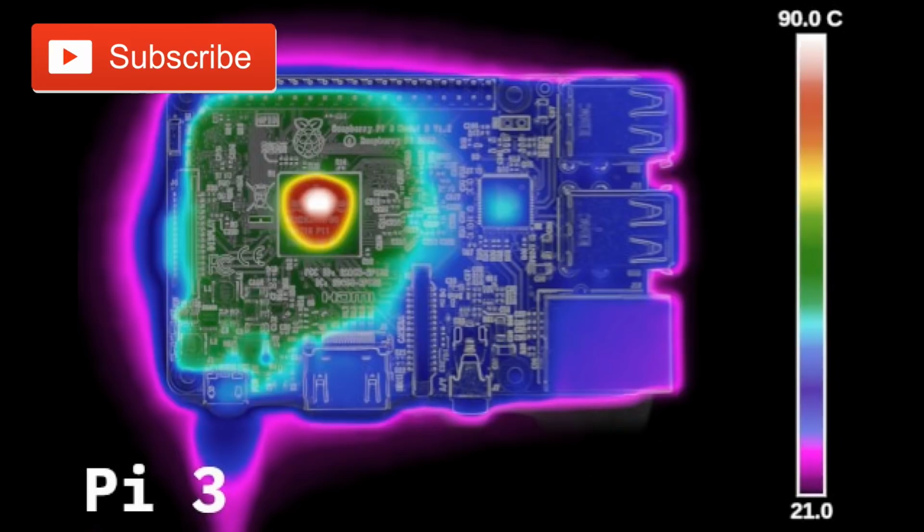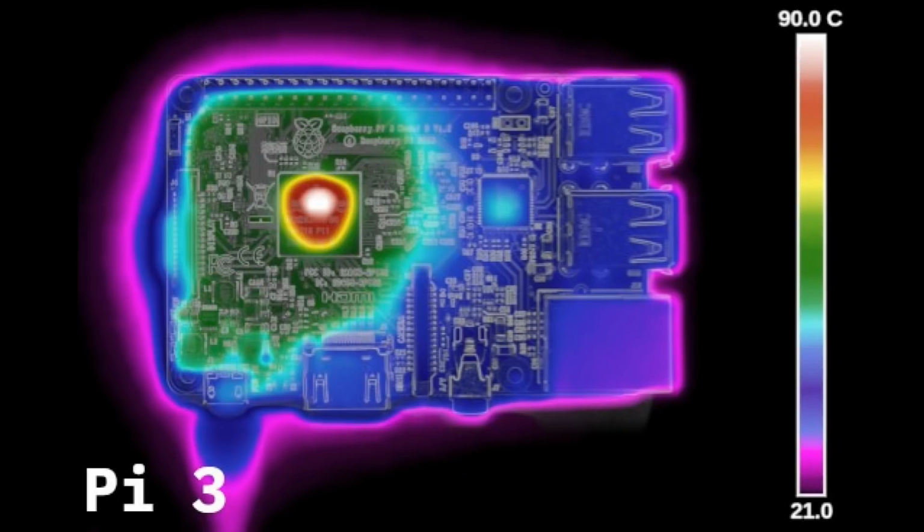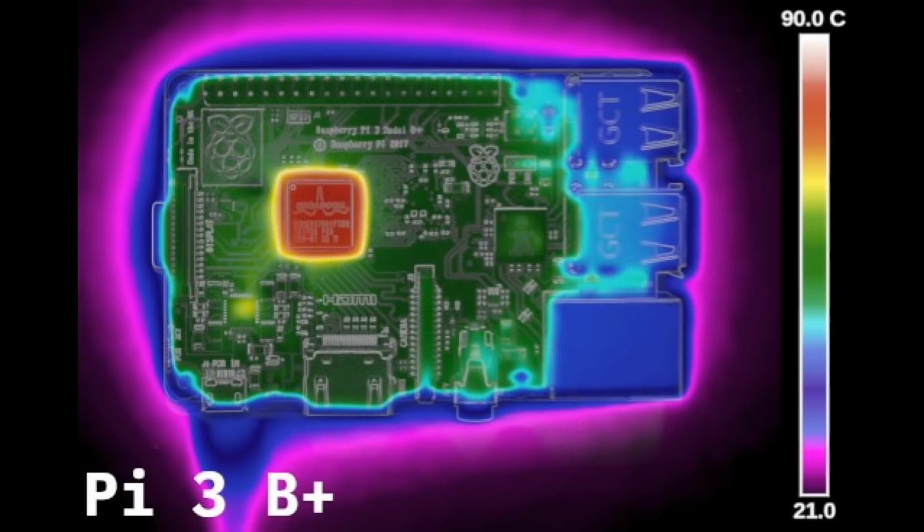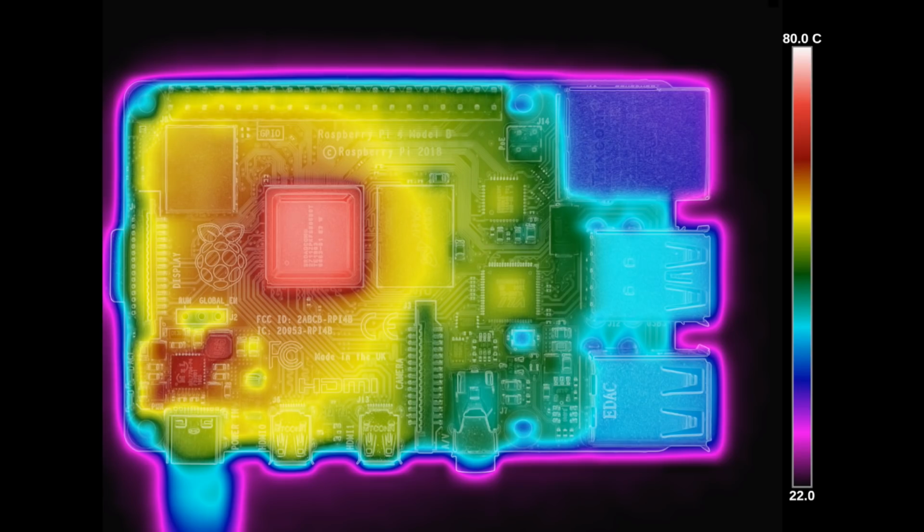As you can see, the thermals on the Raspberry Pi 3 right here. Then we're going to look at the 3B Plus, more heat, more power. And then we're going to get into the latest Raspberry Pi 4 that just released about a week ago. And as you can see, a lot of heat and it's a lot more spread out.